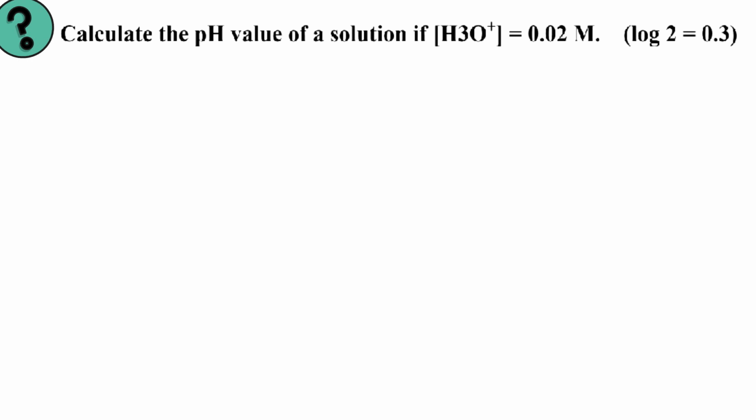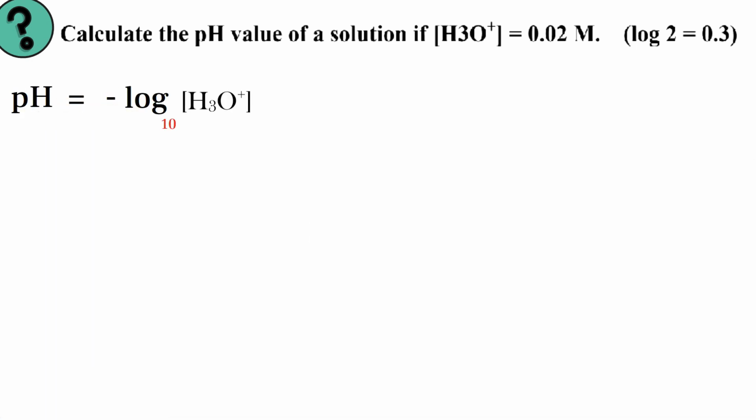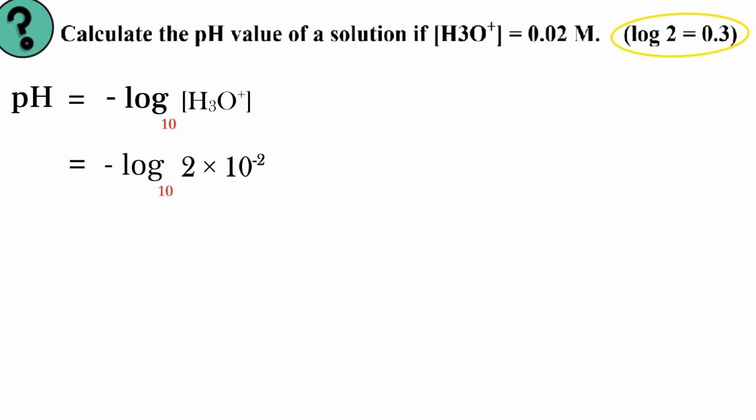Another example is to calculate the pH value of a solution if the concentration of H3O+ ions is equal to 0.02. Note that the logarithm of 2 is equal to 0.3. Using the pH expression as we see, note that the given logarithm is for the number 2. So by shifting the decimal point 2 places to the right, we have a negative logarithm of 2 times 10 to the power of negative 2.